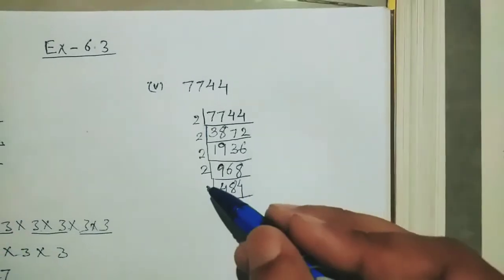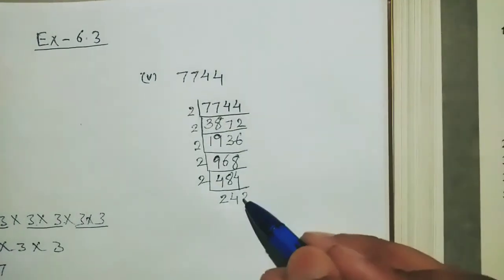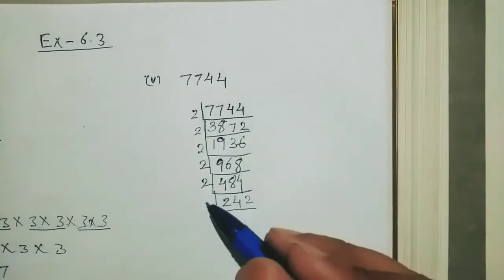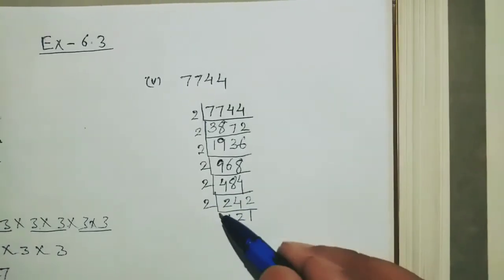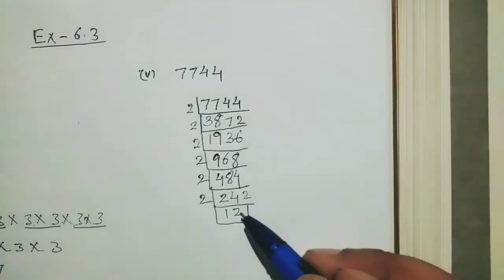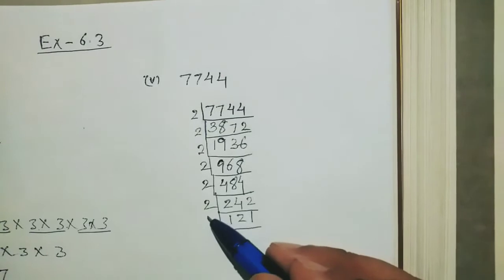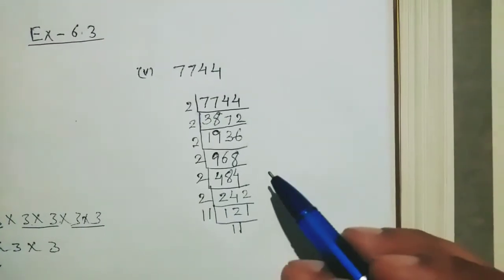Okay, now again 2, 2 2 is 4, 2 4 is 8, 2 2 is 4. Now again 2, so 2 1 is 2, 2 2 is 4, 2 1 is 2. Now what do we do? Now it will not go by 2, it will go by what? 11, because you know 11 into 11 is 121. Directly it will go by 11.